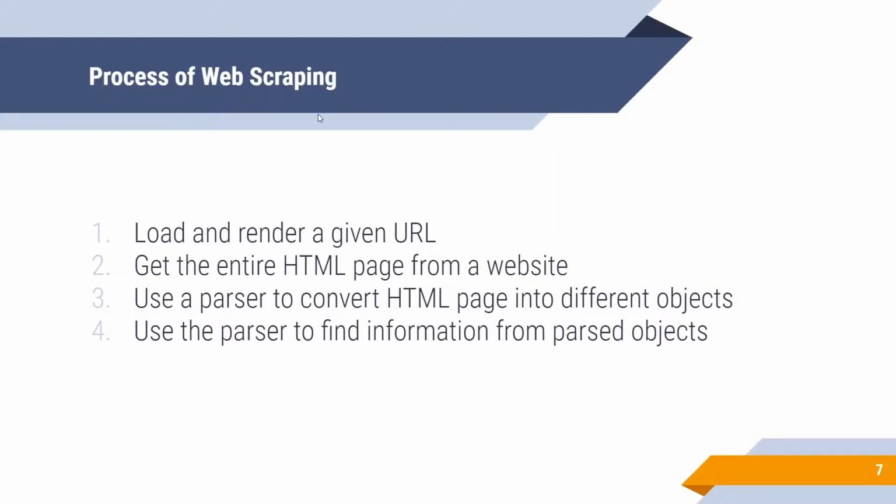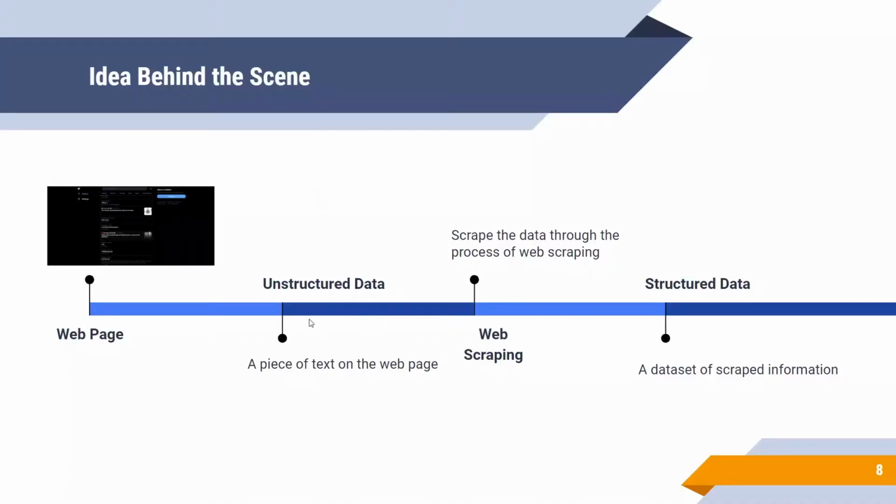So now let's talk about the process of web scraping. The first thing you do is you load and render a given URL, and it will convert that into an HTML page, the HTML page of the website of the URL you want. Then we want to use a parser to convert the HTML page into different objects. These objects are essentially just HTML elements, but in other languages such as Python or Java, we can't directly have any contact with HTML files. So we want to use a parser to convert that into an object we can use. And lastly, we will use the parser to find information from our parsed objects, or the converted HTML page.